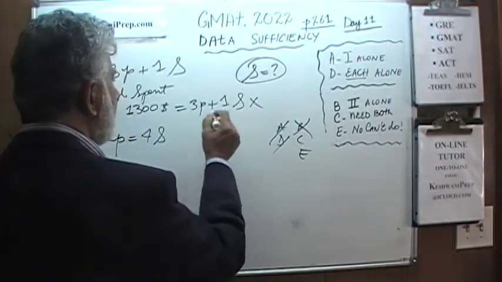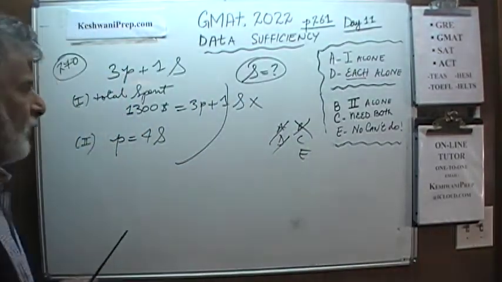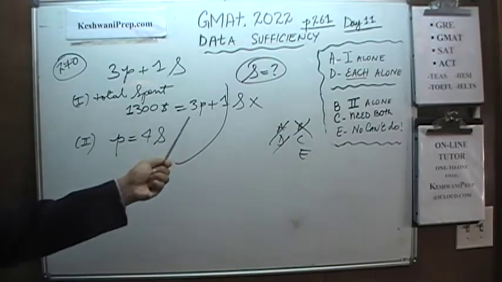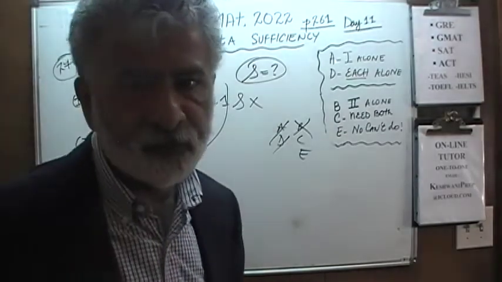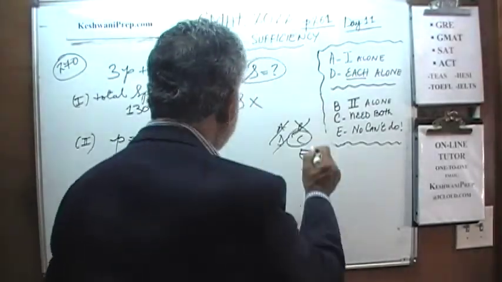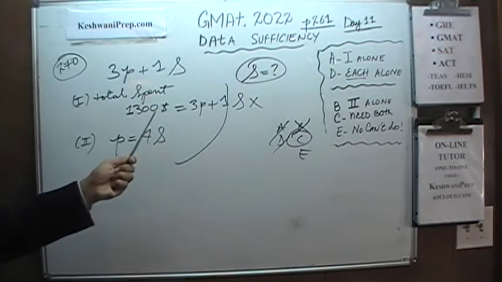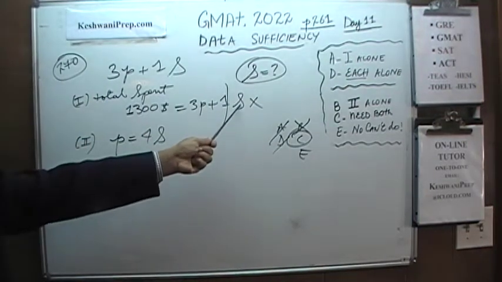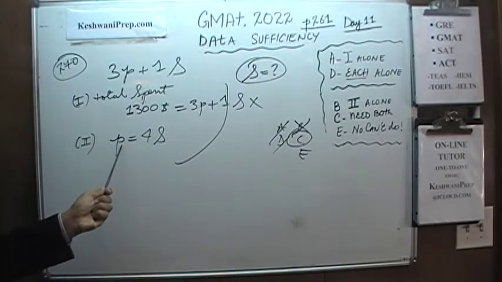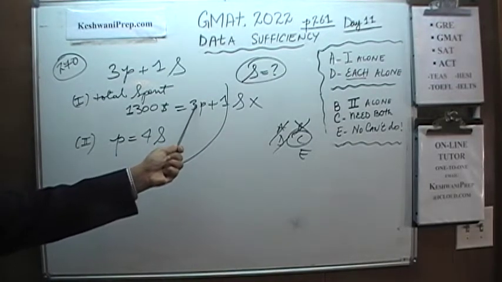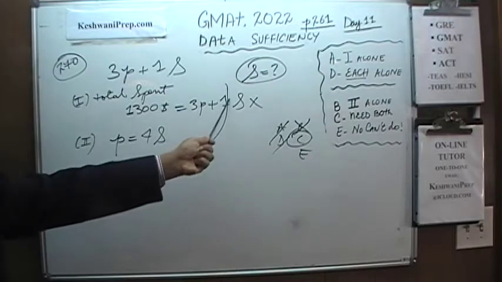But when we put the two statements together, we can do the job because we have two equations, two unknowns, we can solve for P and S. The answer is C. We can just put P equals 4S, replace this P with 4S, and we're going to end up with 4S plus 1S is 5S.